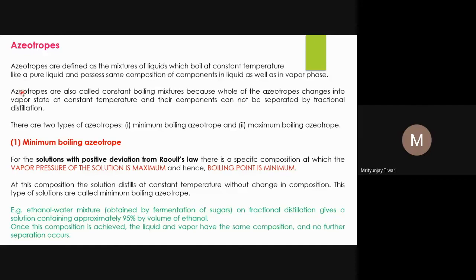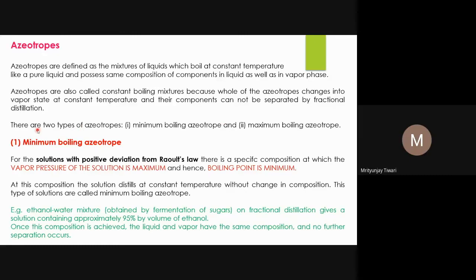It means that at a particular temperature both ethanol and water will evaporate together, and this solution is called the azeotrope. So azeotropes are also called constant boiling mixture or constant boiling solution. Solution is also a mixture. Constant boiling mixtures or solutions, because the whole of the azeotrope changes into vapor state at constant temperature, and their components cannot be separated by fractional distillation.